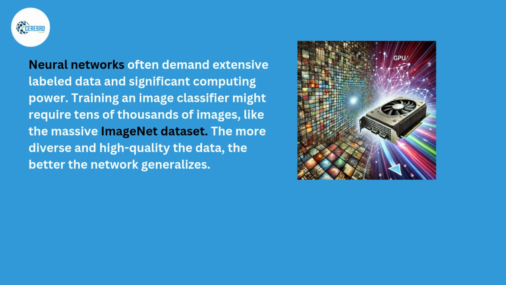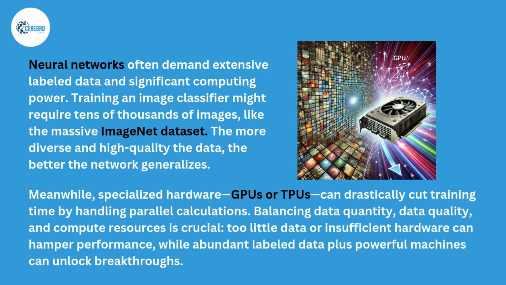Neural networks often demand extensive labeled data and significant computing power. Training an image classifier might require tens of thousands of images, like the massive ImageNet dataset. The more diverse and high quality the data, the better the network generalizes. Meanwhile, specialized hardware, GPUs or TPUs, can drastically cut training time by handling parallel calculations. Balancing data quantity, data quality, and compute resources is crucial. Too little data or insufficient hardware can hamper performance, while abundant labeled data plus powerful machines can unlock breakthroughs.